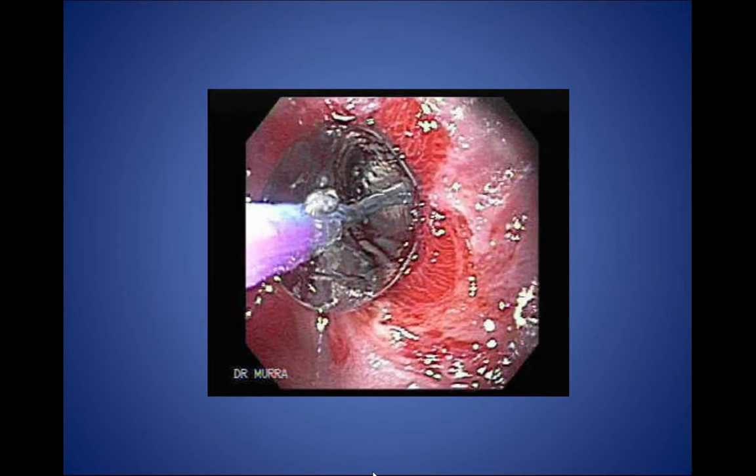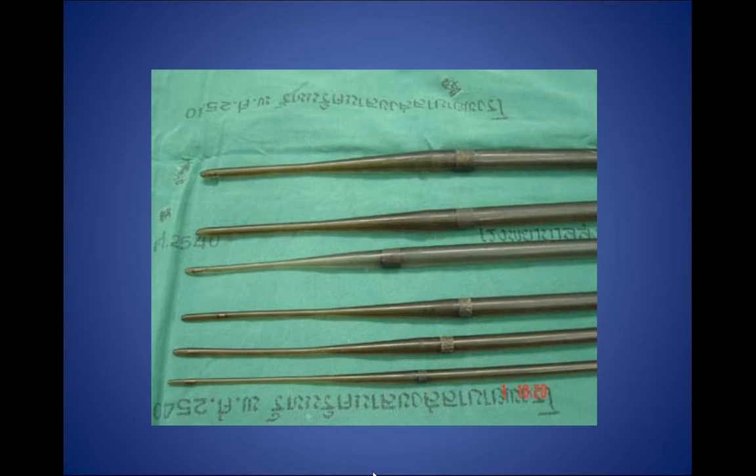Here's a picture showing dilation of said ring with an endoscopic balloon. Here's a picture showing another way to dilate anything in the GI tract. Really, these are called Savary or bougie dilators, which are progressively sized plastic dilators, which are tapered and can be used as well for dilation.